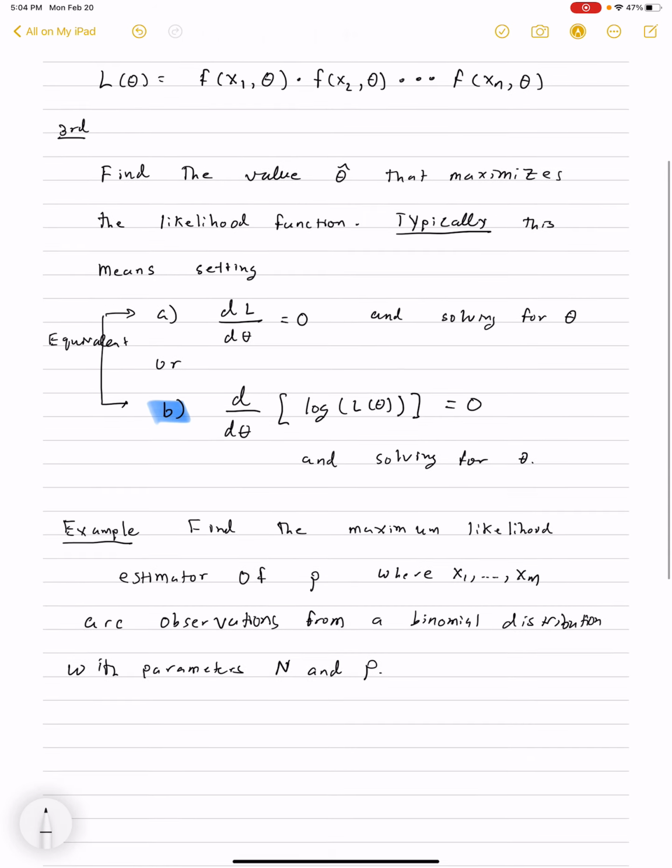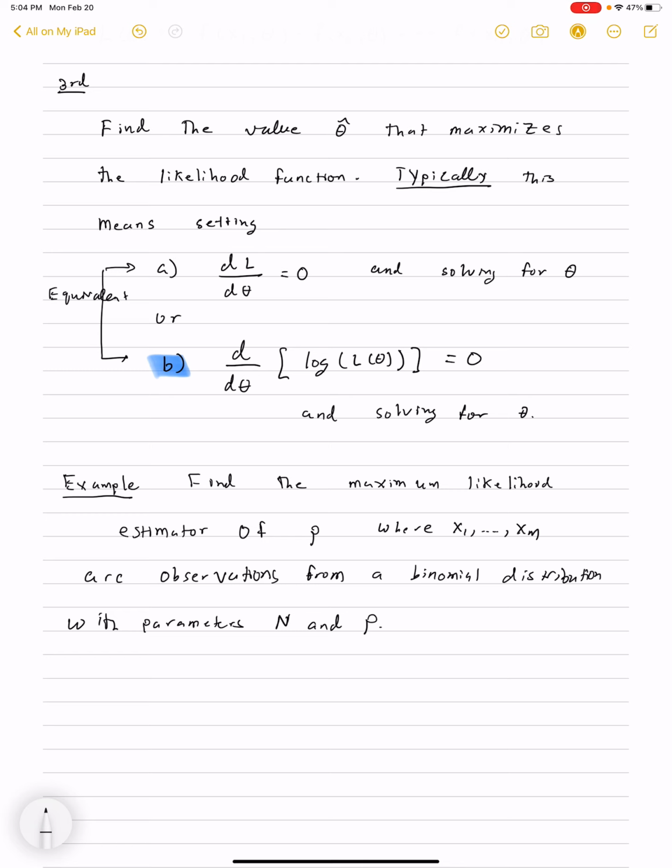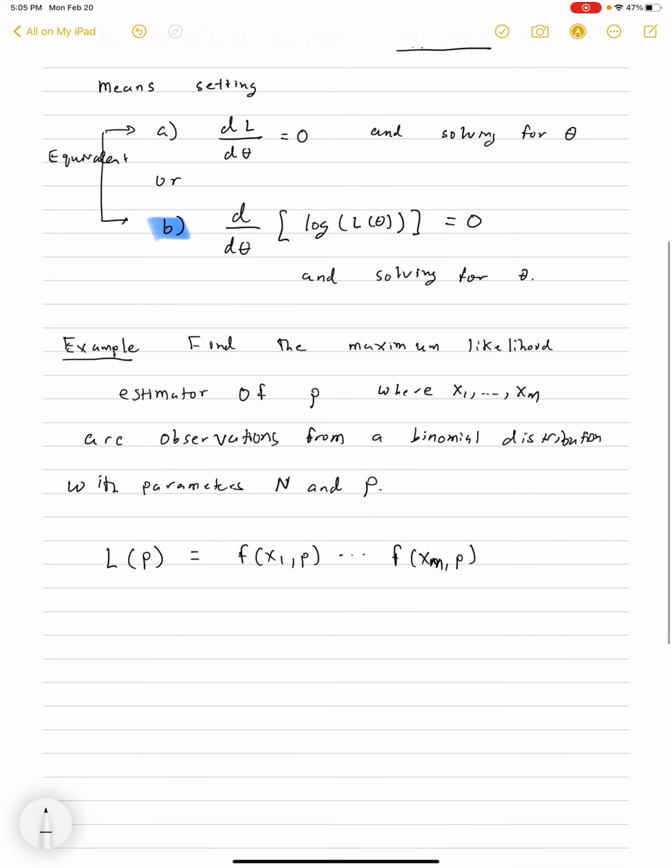Now we're going to find the maximum likelihood estimator of p, where the observations are from a binomial distribution with parameter n and p. We've already taken care of step 1, so we're going to form the likelihood function. The likelihood function is how likely it is to observe the data for a given value of the unknown parameter p. So this is going to be f of x1 comma p through f of x sub m comma p, and here these are binomial distributions.